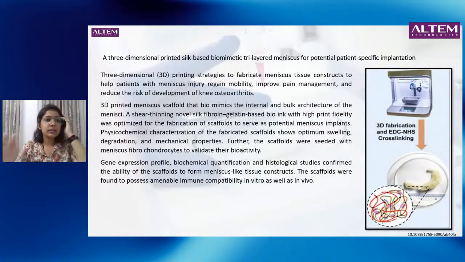This is an example, again in India. This is by IIT Guwahati. Here they have used silk as a material in combination with gelatin, and they have created this bio ink material, which is known to be efficient in terms of creating meniscus models. They have tried to mimic a tri-layered meniscus for potential patient-specific implantation, and the work is going towards that.